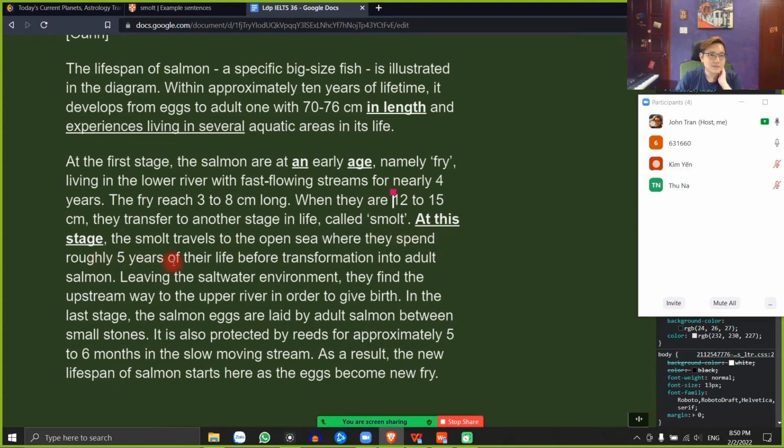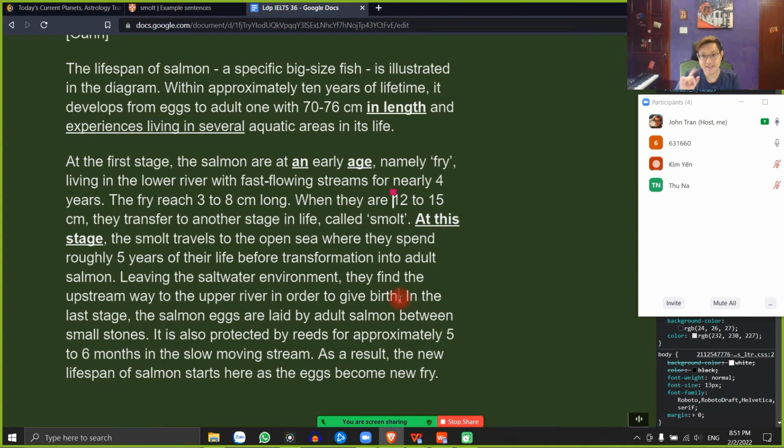Where they spend roughly before transformation to adult salmon. Leaving the saltwater environment, they find the upstream way to the upper river in order to give birth.